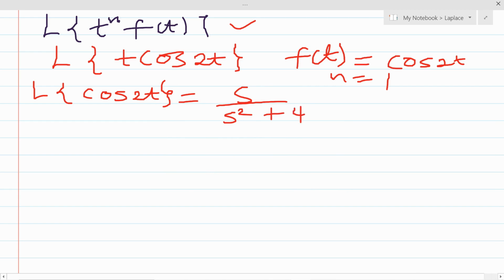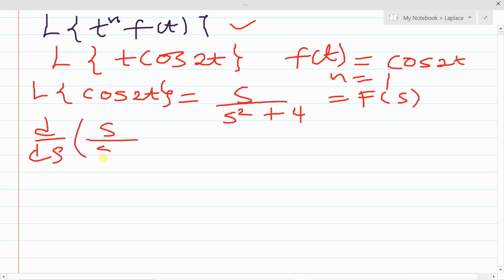Okay, that is our capital F of s. Now the next step is to differentiate your F of s with respect to s, n number of times. Since n is 1, you have to find the first derivative of F of s. If n was, let's say, 2, we would have to differentiate F of s two times. So now differentiate F of s, which is what?